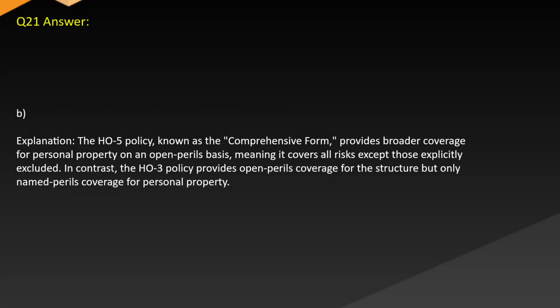Answer: B. Explanation: The HO5 policy, known as the comprehensive form, provides broader coverage for personal property on an open perils basis, meaning it covers all risks except those explicitly excluded. In contrast, the HO3 policy provides open perils coverage for the structure but only named perils coverage for personal property.